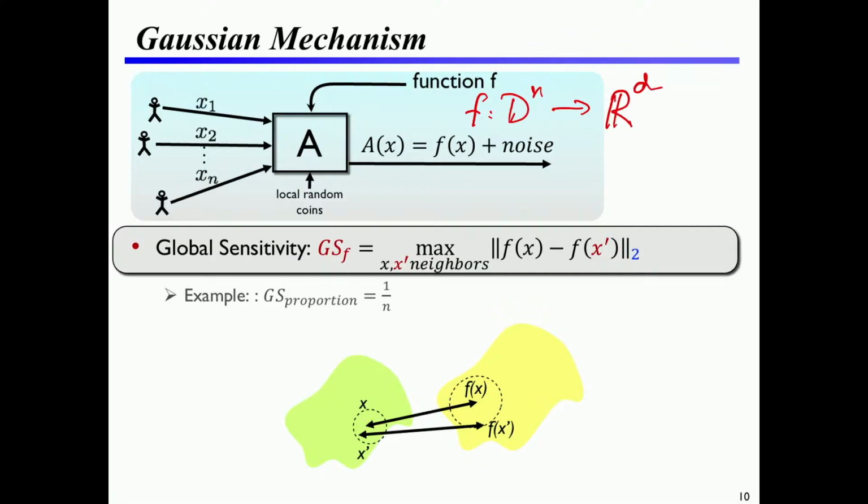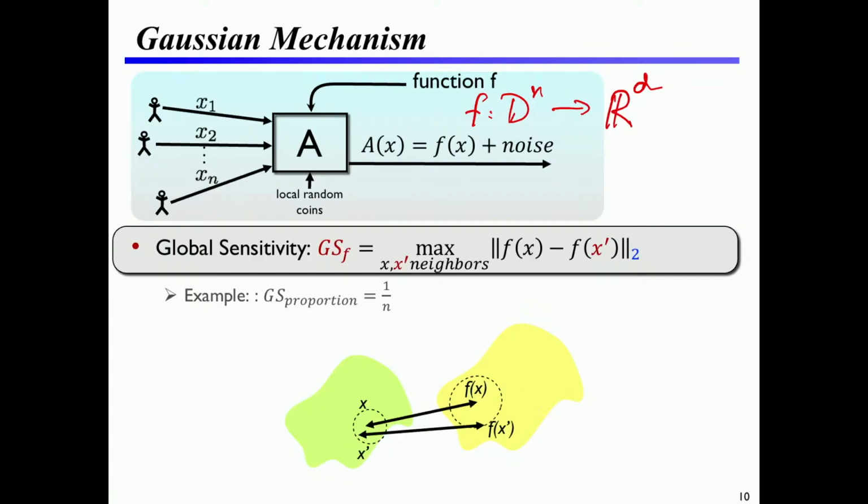So f maps my data universe to some dimension d. Now I can figure out how much noise to add by asking how sensitive f is to changes in its data. The global sensitivity is the maximum over neighboring data sets of, in this case, the L2 difference between f of x and f of x prime. Depending on what norm we use to measure the change in f from x to x prime, we get slightly different results. For today, we'll just stick to L2 because that's the easiest one.